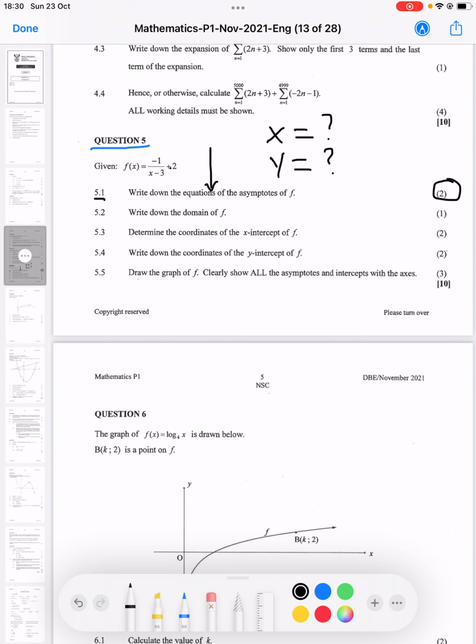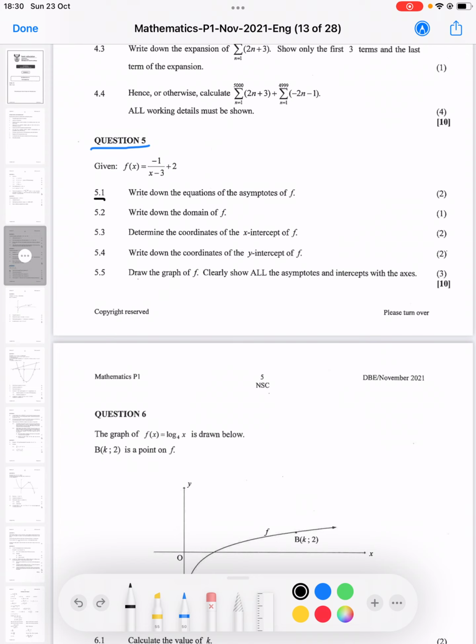This is where you are going to get your x value by equating that to 0, and then you solve for x. And then that one, exactly as it is with its sign, you give it as the y value for the asymptote. So that's how you basically answer that question.